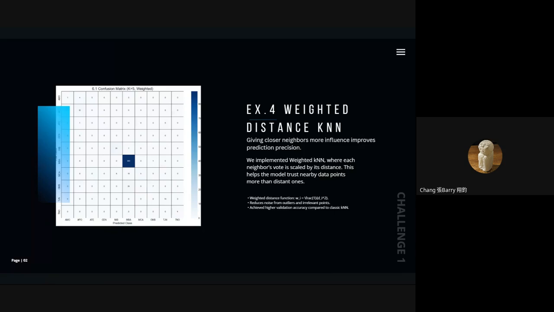So I work on this part, the weighted distance KNN. Basically, instead of treating all features equally, each feature gets a weight based on its importance. And I test different weight combinations and compare how the accuracy changes. Overall, it helps the model adapt better to differences between features and improves the classification performance.